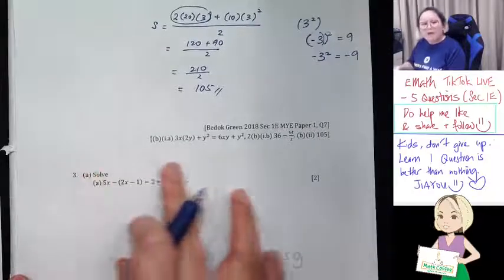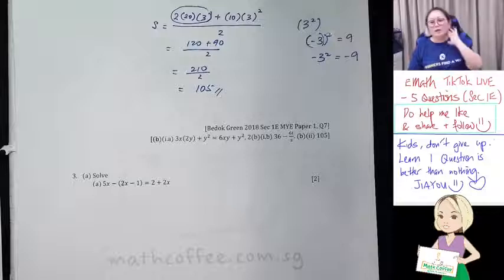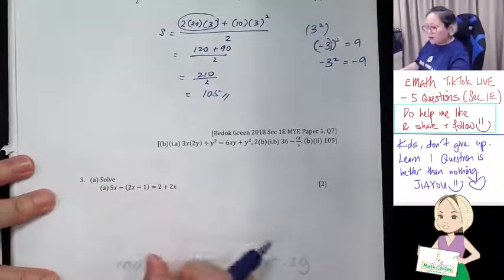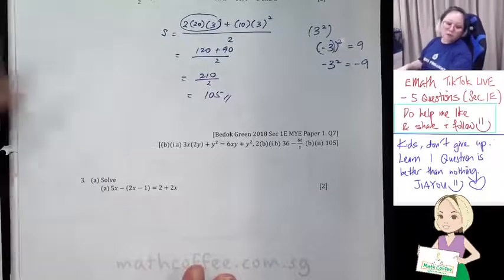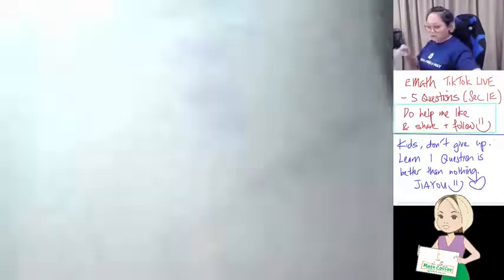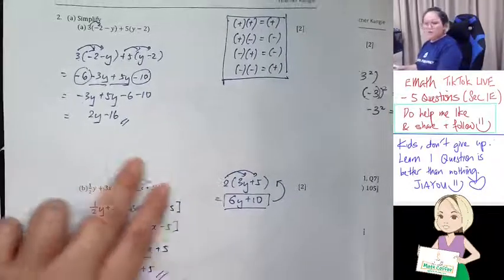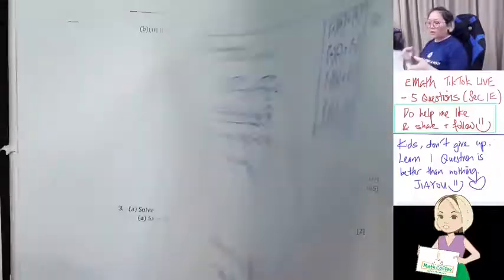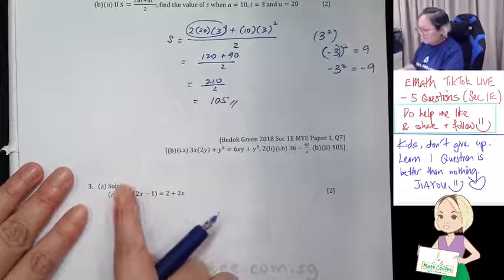Next, we have linear equation. First, how do I know that it's a linear equation and not an algebraic expression? Just now when we did the algebraic expression, you can see that there's no equal sign. So it is an algebraic expression, not an equation. This one tells me that it is an equation, which has an equal sign, and they say solve.